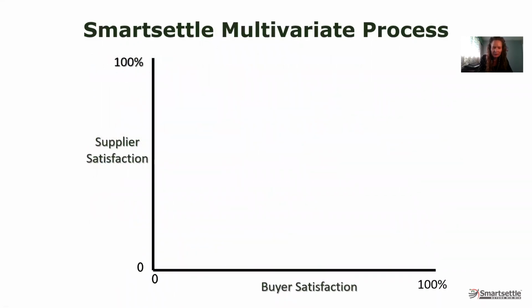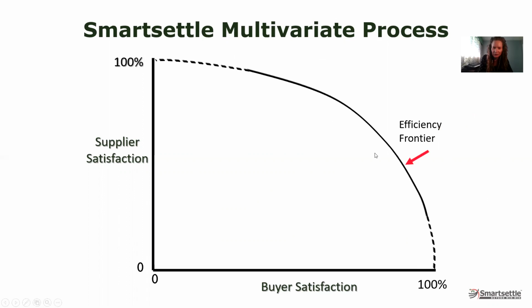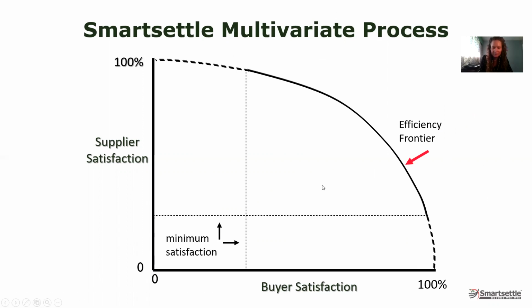So here we're looking at satisfaction. You can see that the supplier is 100% satisfied up here at the top left, and buyer is 100% satisfied here at the bottom right. And we're looking for a solution that is somewhere on the efficiency frontier. Our next step is to map out the minimum satisfaction of the buyer and the supplier. So we've got those mapped out there, and then we've got a zone of possible agreement over here.